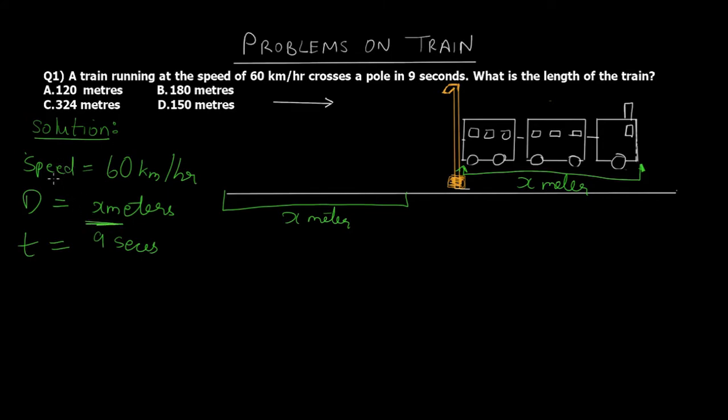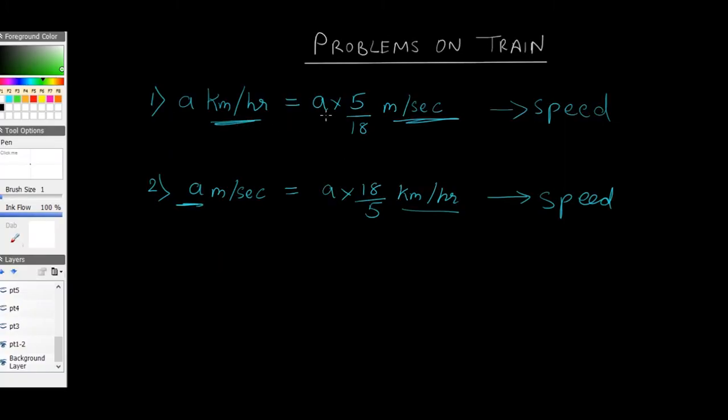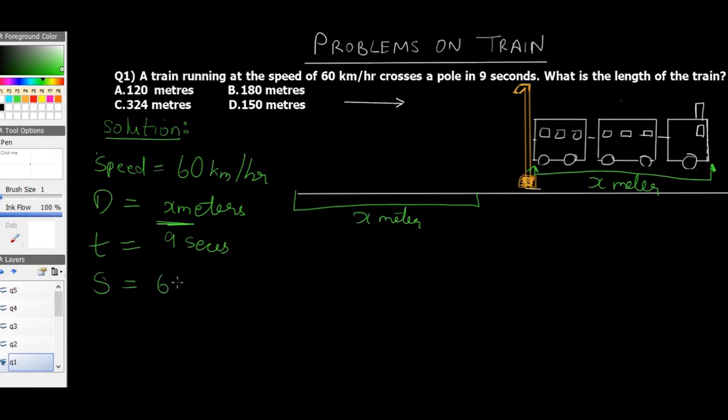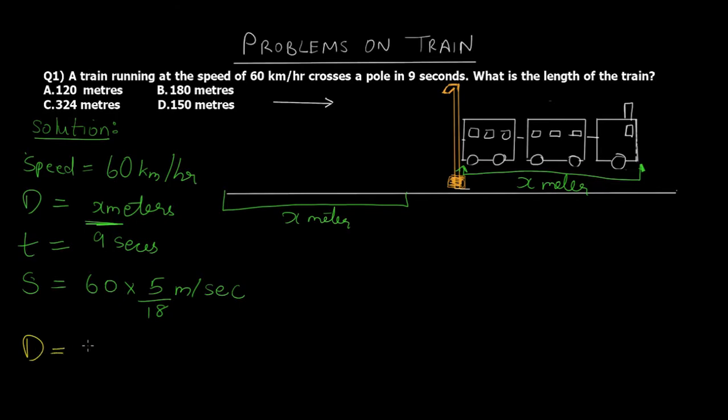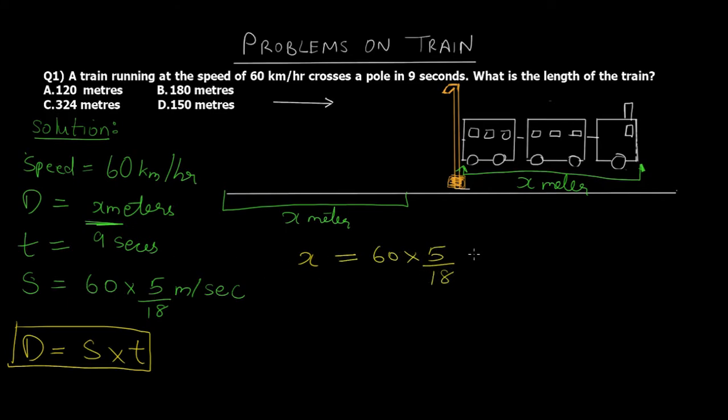Before that we need to convert this speed into meters per second. We have the formula which we saw in points 1 and 2: to convert kilometer per hour to meter per second, we multiply the value by 5 by 18. So speed is equal to 60 into 5 by 18 meters per second. Now we can calculate the distance. The formula is distance is equal to speed into time. The distance is x meters, which is equal to speed, 60 into 5 by 18, and the time is 9 seconds. So we have 9 ones are 9, twos are 2, ones are 3, 5s are 15. So x is going to be 150 meters.